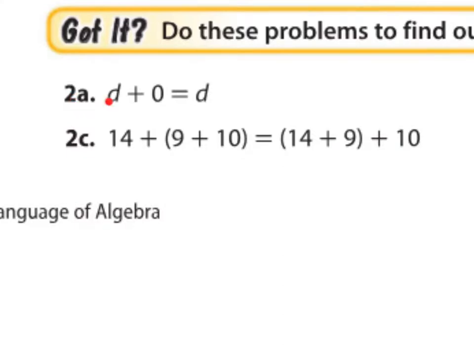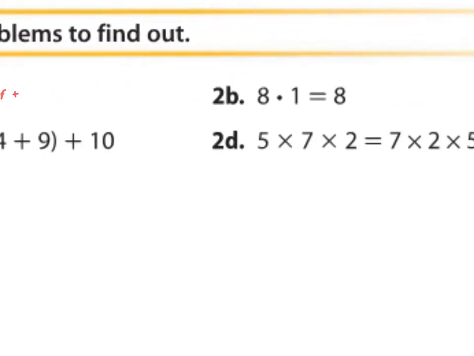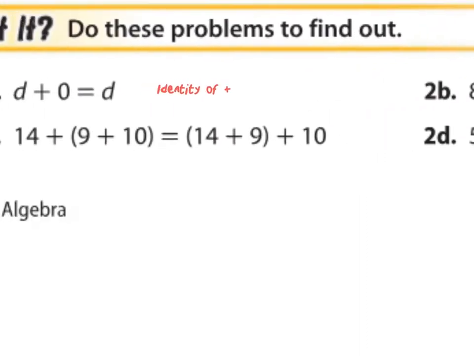2a. D, any number, plus 0 is that number. D plus 0 equals D. What is this? Simply put, I write identity of, and a plus sign for addition. Okay, let's try 2b. 8 times 1 is 8. We're multiplying. Does it change the value, the identity of the number, when you multiply by 1? No, it doesn't. So this is identity of multiplication. The x is for multiplication. Okay, let's try the next one.